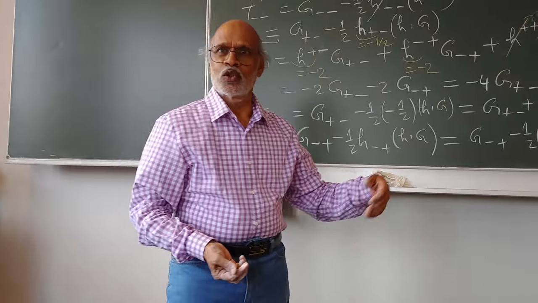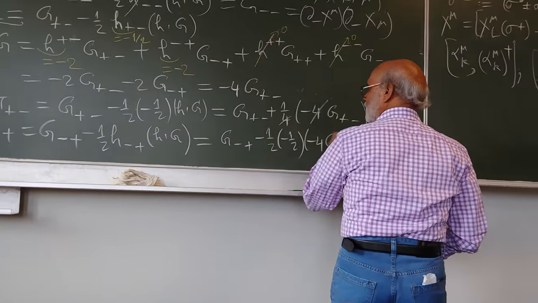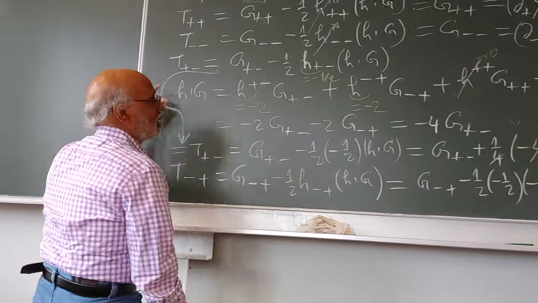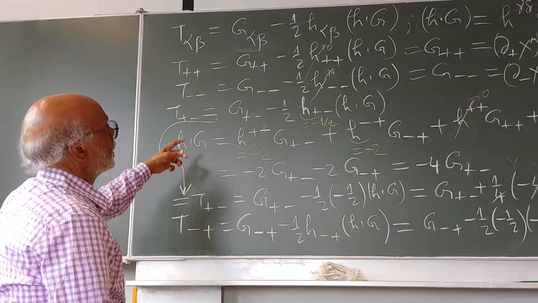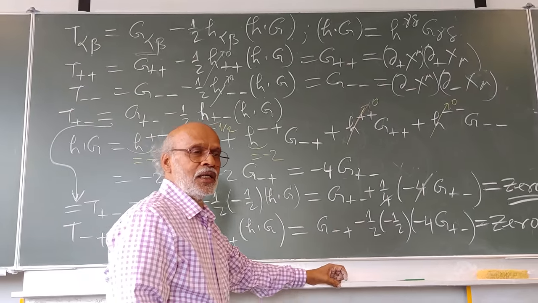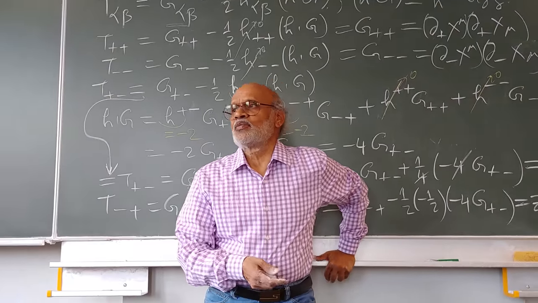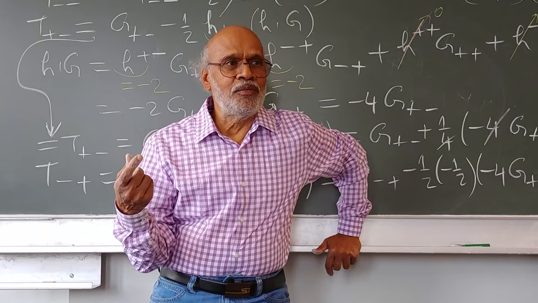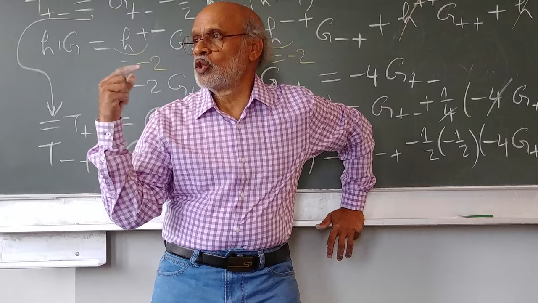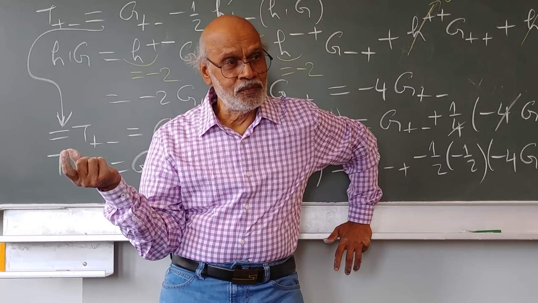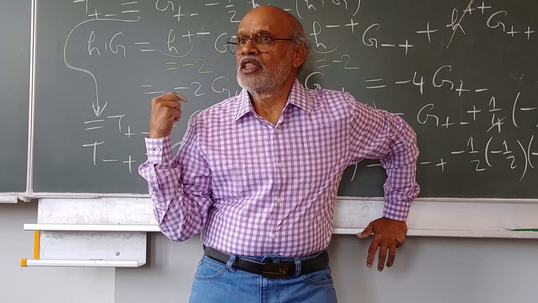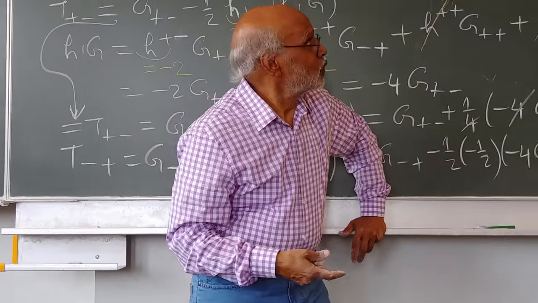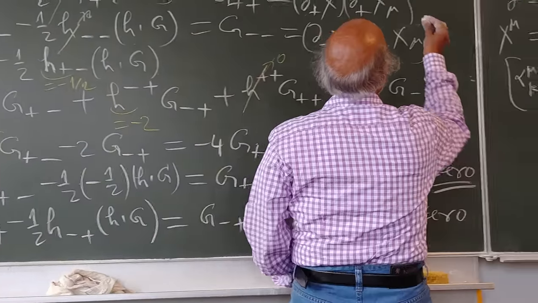Okay, T alpha beta is also symmetric in alpha and beta, and so T plus minus is 0 and T minus plus is 0. However, T plus plus and T minus minus in our future considerations would play an important role. As we know, the components of T alpha beta should vanish by virtue of the equation of motion of the auxiliary field H alpha beta, which means each one of these components should individually vanish. And this is a kind of a constraint on our theory. So that means we will make use of this.